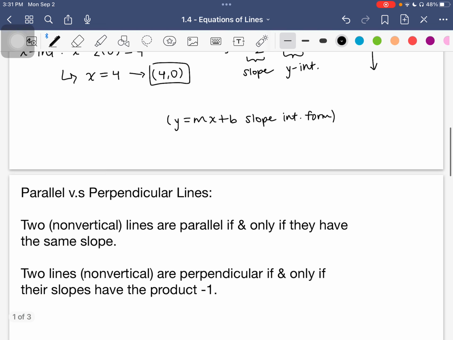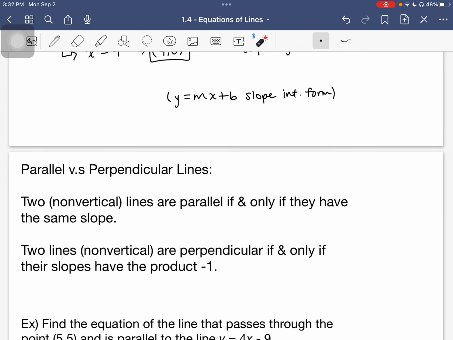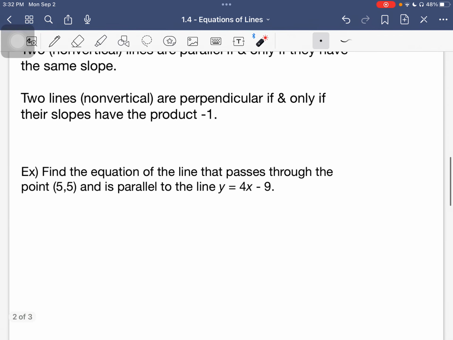So now we're going to talk about parallel versus perpendicular lines. Two non-vertical lines, so lines that aren't like this, are parallel if and only if they have the same slope. Then two lines, also non-vertical, are perpendicular if and only if their slopes have the product -1. So we're going to use these definitions in the next example. So we're asked to find the equation of the line that passes through this point and is parallel to this given line here.